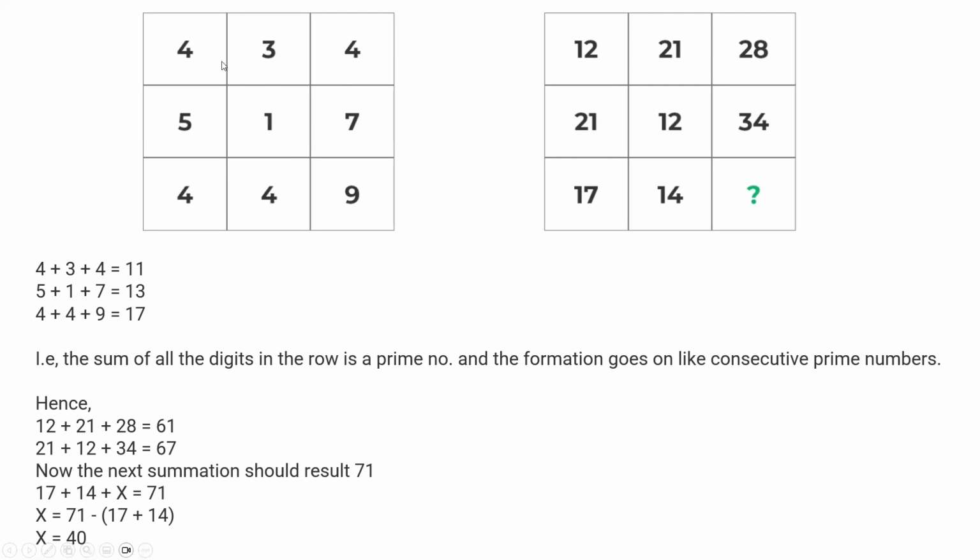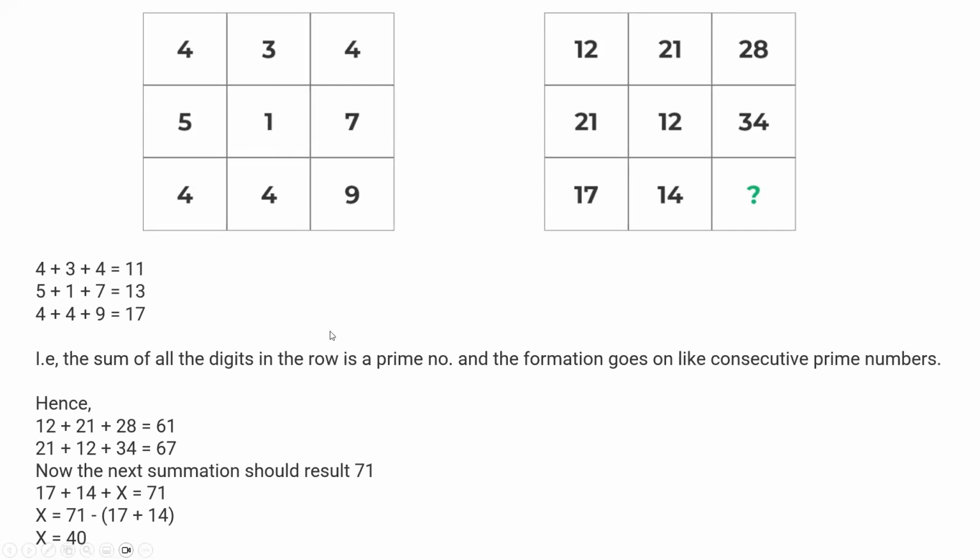So here I'm adding all these numbers in horizontal rows. The numbers are 11, 13 and 17. Here there is some relation in these numbers: the sum of all the digits in the row is a prime number. So somehow these numbers are prime numbers, and the formation goes on like consecutive prime numbers. So here these numbers are interconnected by rows.